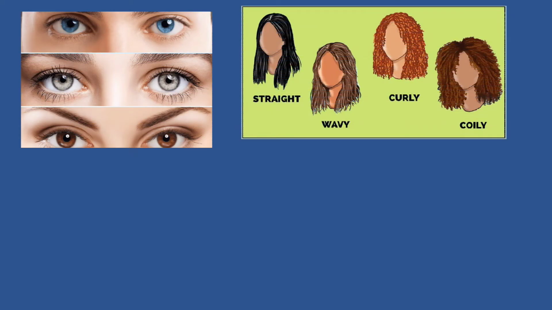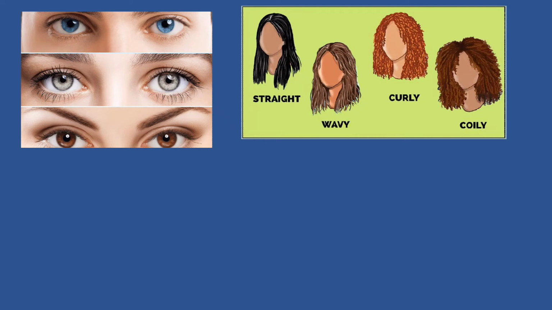For example, some children inherit some traits, like eye color. If your mom or your dad has blue eyes, gray eyes, or brown eyes, probably the children will also get the trait. The same goes for hair type. If your parents have straight hair, you can also get straight hair. If your parents both have wavy hair, you can probably also have wavy hair, as well as curly hair and coily hair.